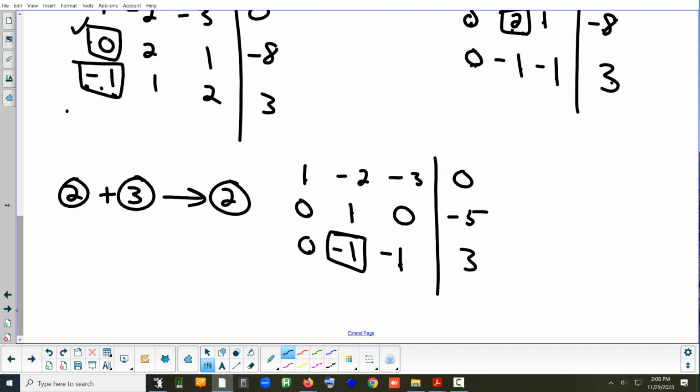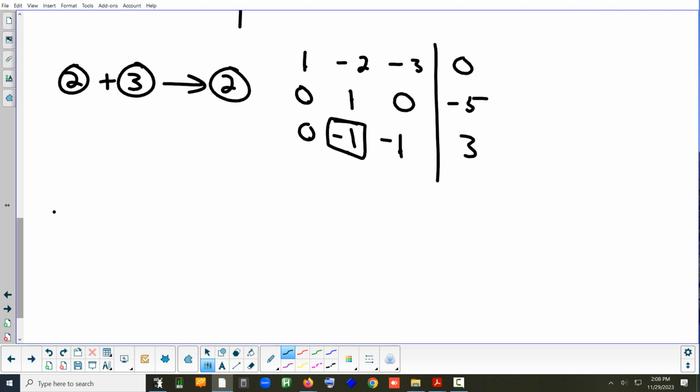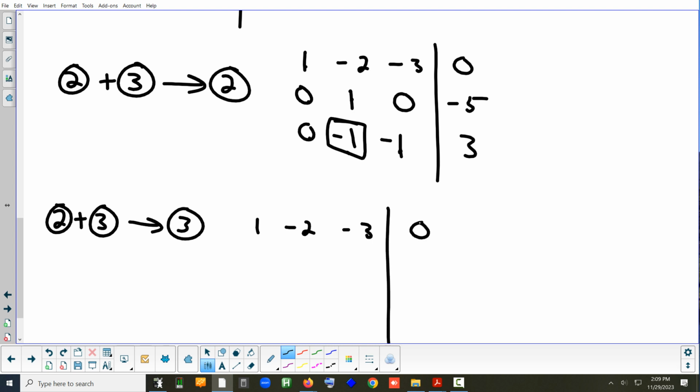How are you going to get a 0 in the number that has a box around it? Add row 2 to row 3. I'm going to add row 2 to row 3 again. And this time we're going to put the answer where? In row 3. So rows 1 and 2 are going to stay exactly the same: 1, negative 2, negative 3, 0. 0, 1, 0, negative 5. And let's add them up.